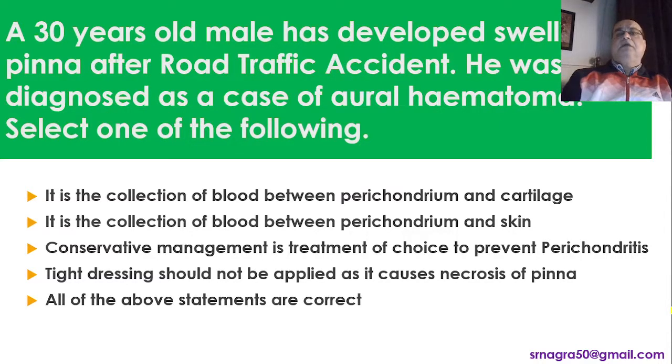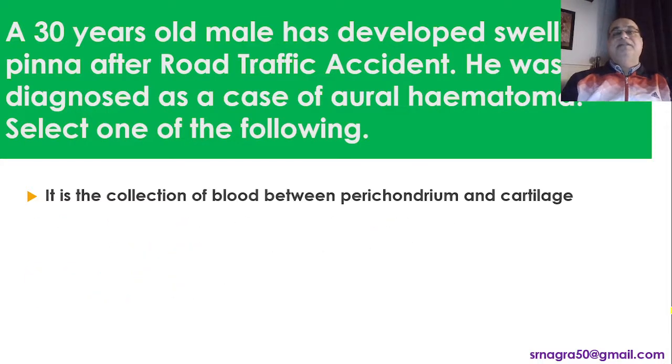Basically, this is the collection between the perichondrium and the underlying cartilage. And as we know, cartilage in itself is an avascular structure anywhere in the body, so it gets its blood supply from the overlying perichondrium. If there is any collection between the overlying perichondrium and the underlying cartilage, the cartilage becomes ischemic, and this ischemia can lead to necrosis of the cartilage. So here the answer is that this is the collection between perichondrium and cartilage.